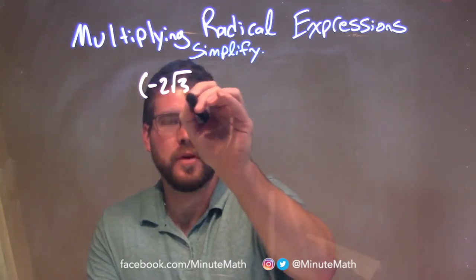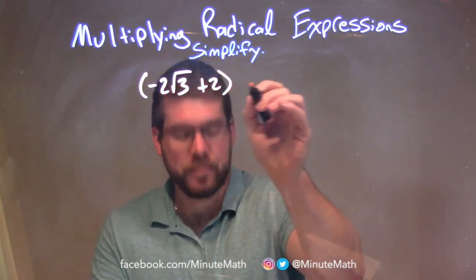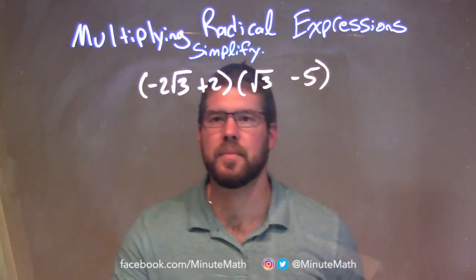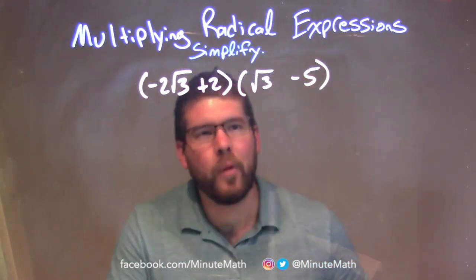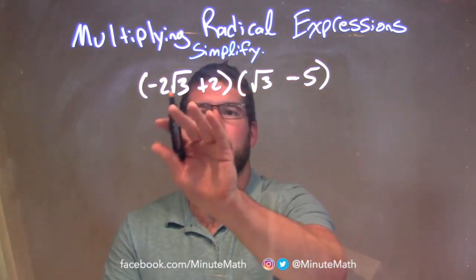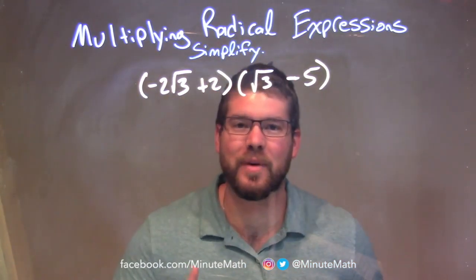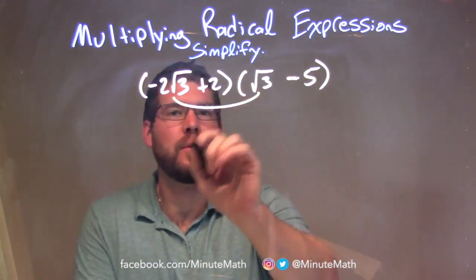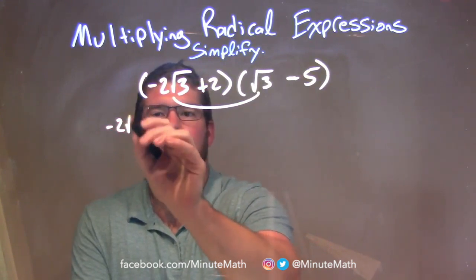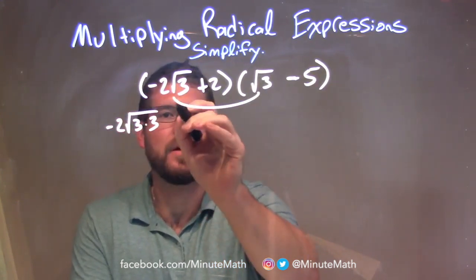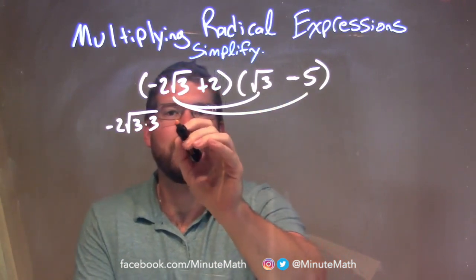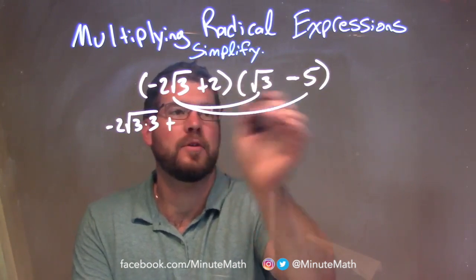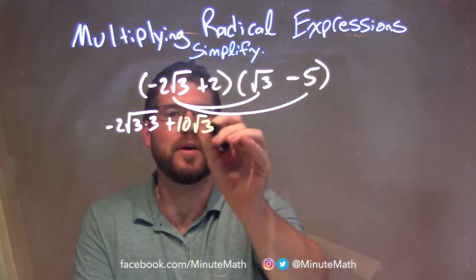Negative 2 square root of 3 plus 2 times the square root of 3 minus 5. Okay? So you might have heard of what we call FOIL, but I just say all parts of my first parenthesis be multiplied by all parts of my second parenthesis. So let's go do that. Negative 2 times the square root of 3 comes out to be a negative 2 square root of 3 times 3. Again, negative 2 square root of 3 times negative 5 is a positive, both negative. 2 times 5 is 10, 10 square root of 3.